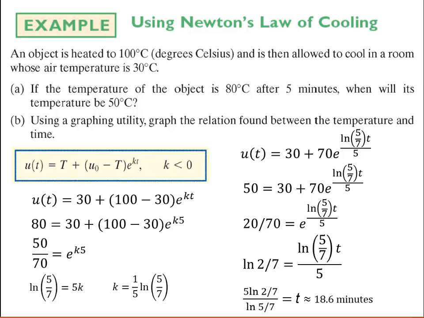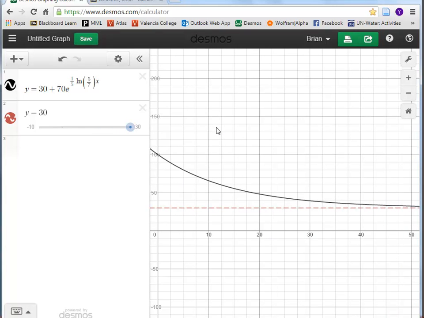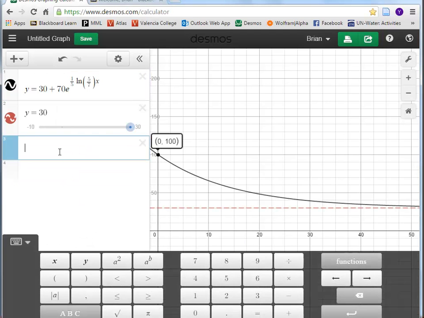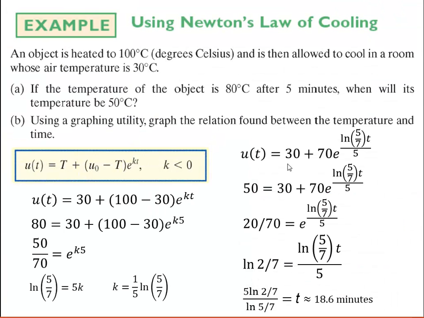All right, now I'm going to take out my graphing calculator and check my work here. All right, so using Desmos, I plugged in my equation here, and notice, here's my initial value, and here's my room temperature of 30. We can see the temperature decaying down to the room temperature. So I want to check the temperature being 50, giving me about 18.6 minutes. So I want the temperature to be 50 degrees. So I'm going to graph y equals 50, and I'm going to find that intersection point. I can see there's my 18.6, and we're checking the work that we have here.